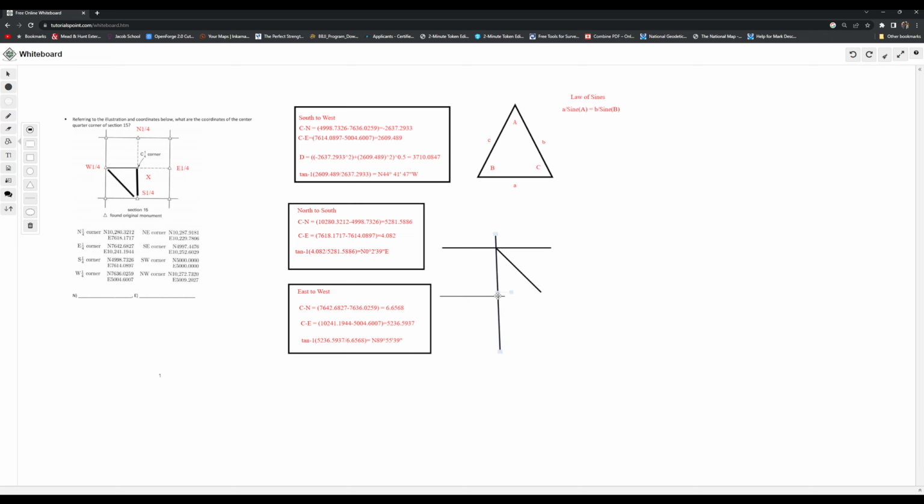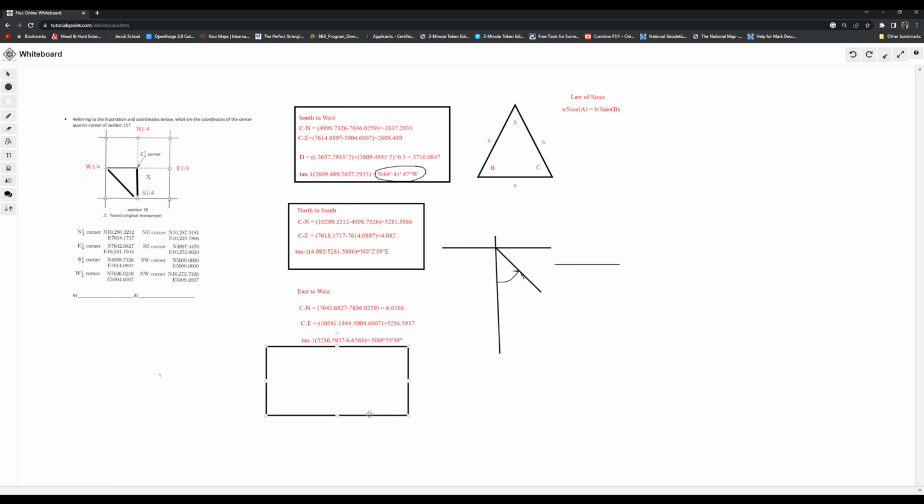So this is my angle to be able to calculate my... Now, this line is going to represent my bearing of north 44 degrees, 41 minutes, 47 seconds. Okay, so that is what this is. The other angle we need, right, is going to be from the west to east one. Or east to west is what we labeled it, but that's north.